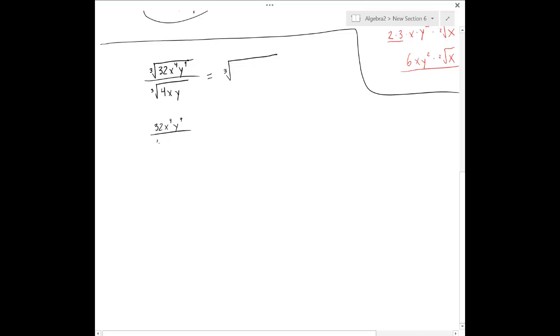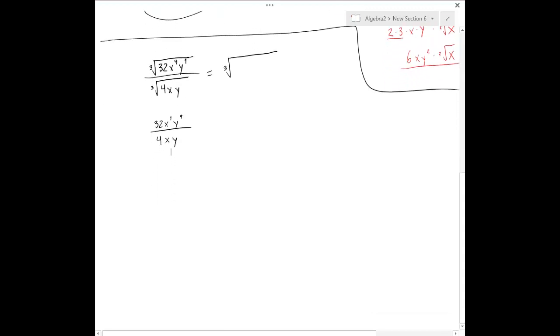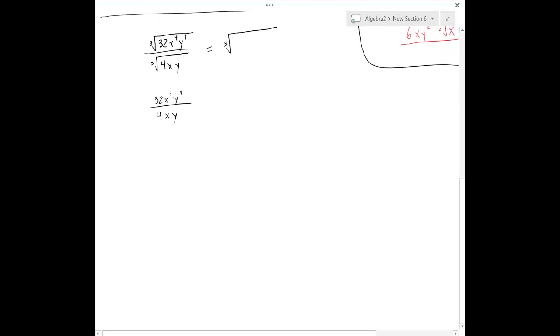This is divided by 4xy. And then again, we're just going to pair it off like we did for the multiplication. Numbers with numbers, variables with variables that are like each other, and so on and so forth. So it's actually very nice to do division because it's set up almost aligned vertically. So we do 32 divided by 4 to give us 8. And then x to the 4th divided by x.